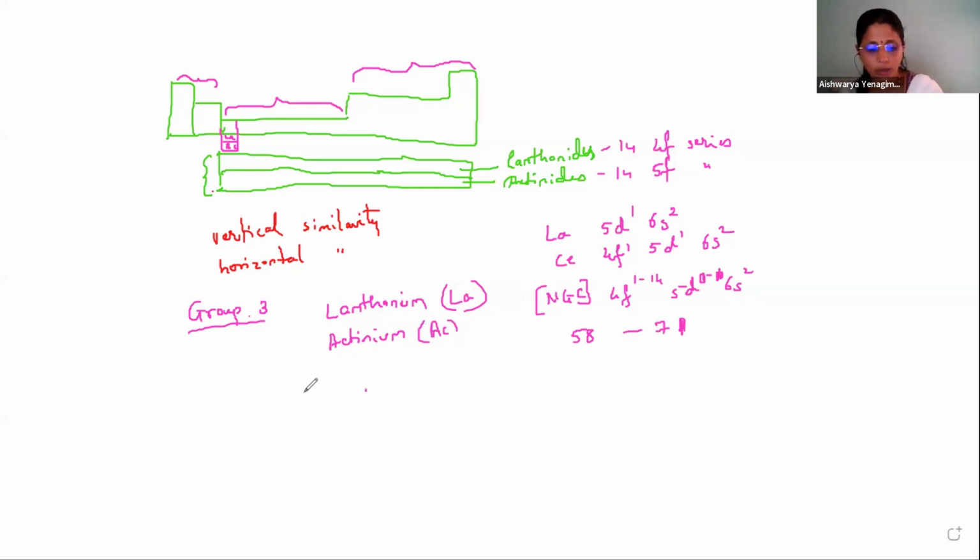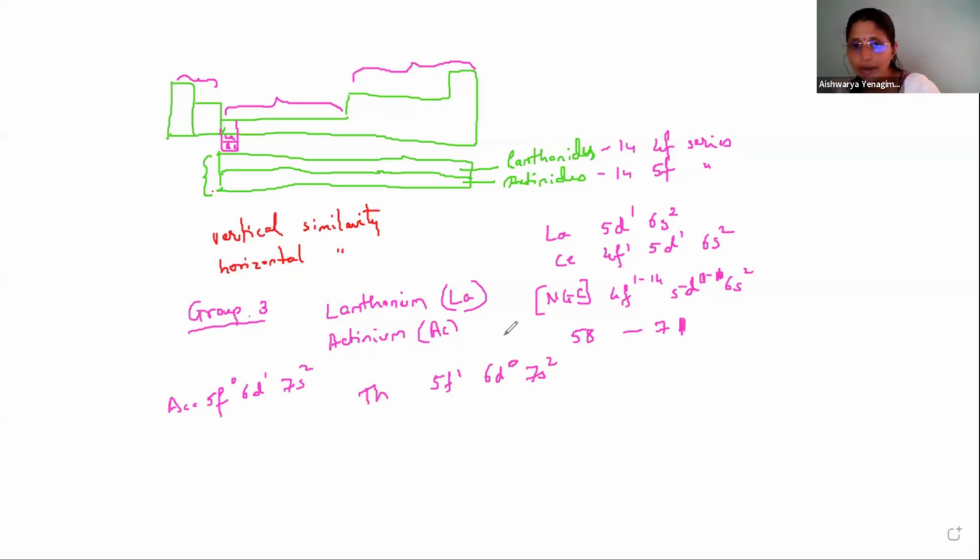So the first element is thorium. Do you want the configuration of actinium? So actinium you can write as 5f0, 6d1, 7s2. Then take the example here, thorium: you have 5f1, 6d1, 7s2. So the thorium configuration is like this. It is the configuration. Okay.